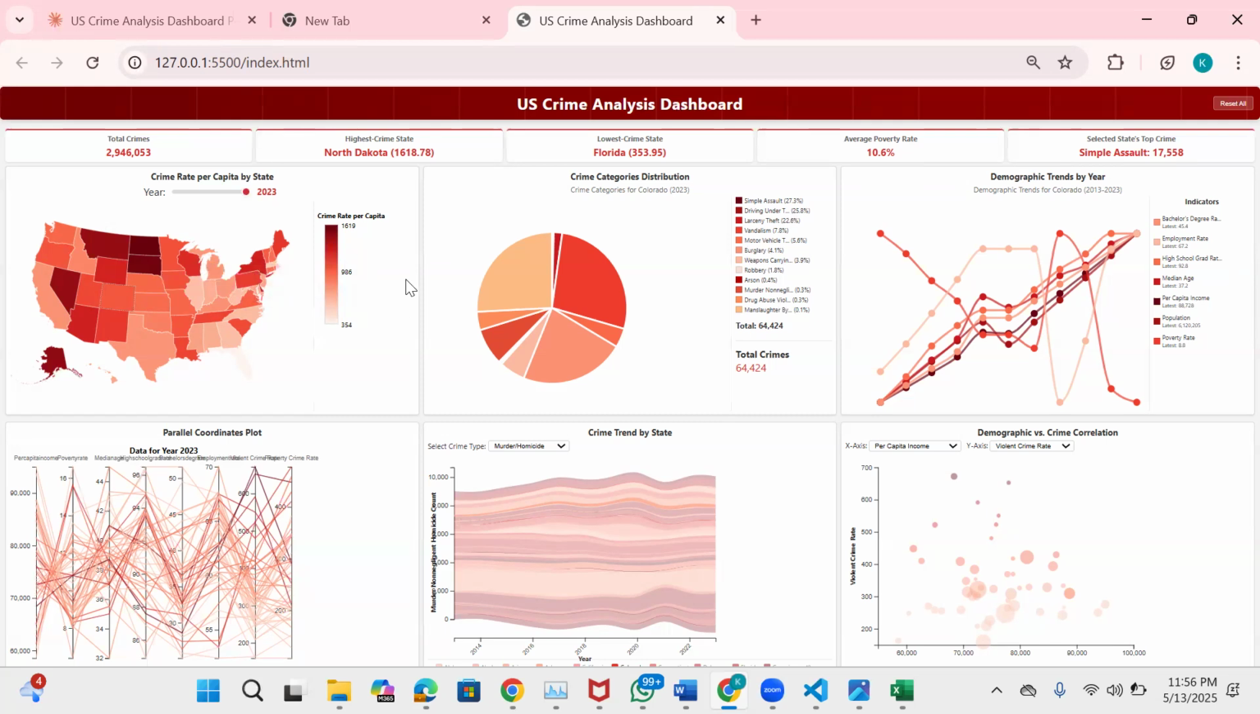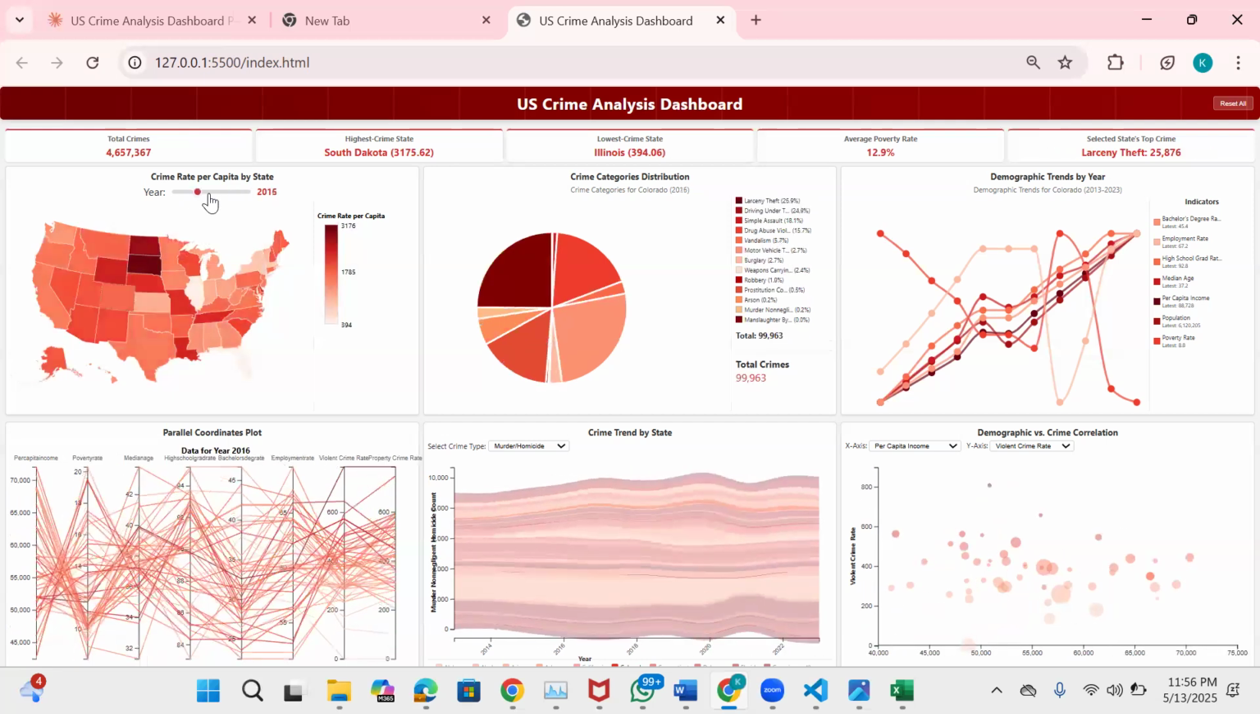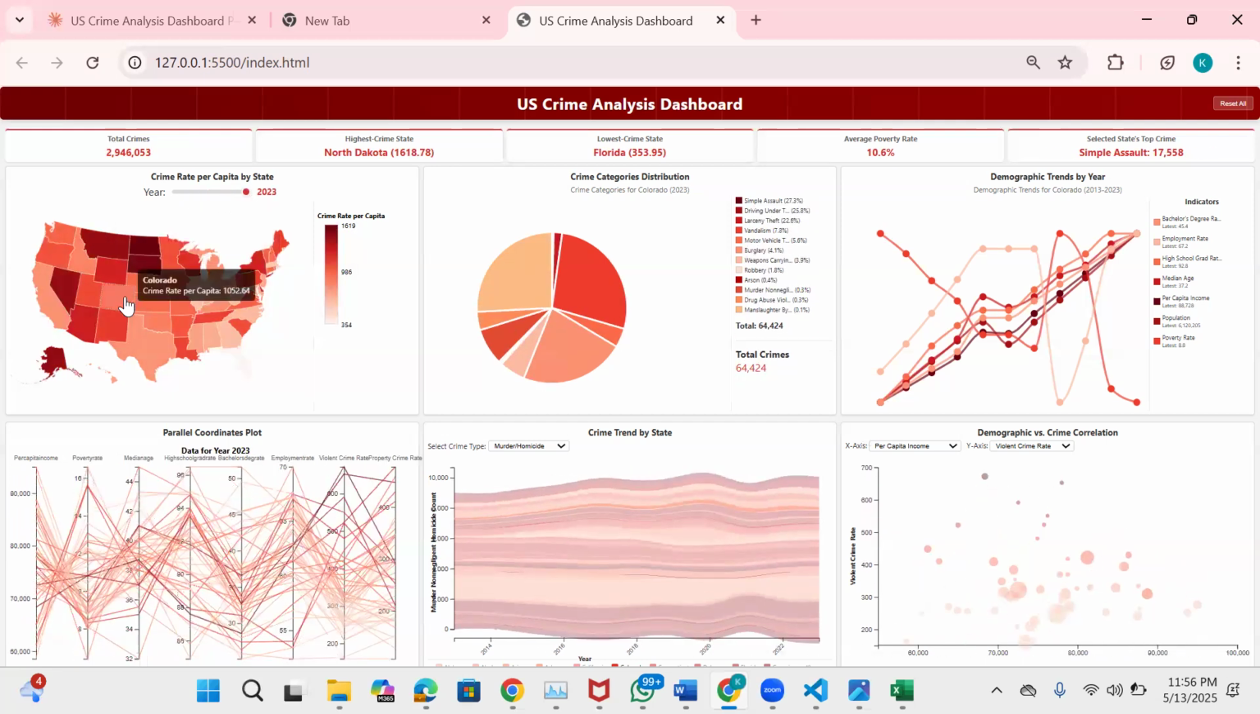Map and pie chart visualizations. The upper left choropleth map shows crime rates per capita with darker red indicating higher rates. And the year slider animates changes from 2013 to 23. Hovering shows exact crime rates, while clicking selects a state for detailed analysis. A key insight: Midwestern and Western states consistently show higher per capita crime rates than Southeastern states, challenging common assumptions about crime distribution.